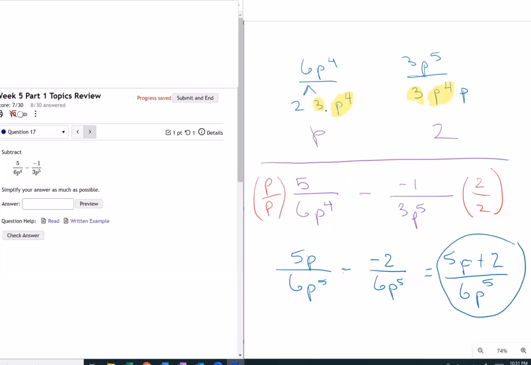I cannot simplify this anymore because I can only cancel factors. I can't cancel terms. 5p plus 2 has no factors, which means I'm done. The problem is complete.